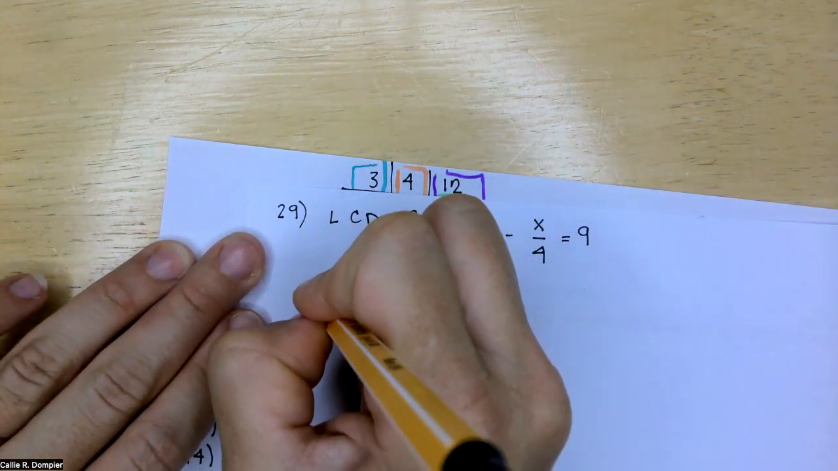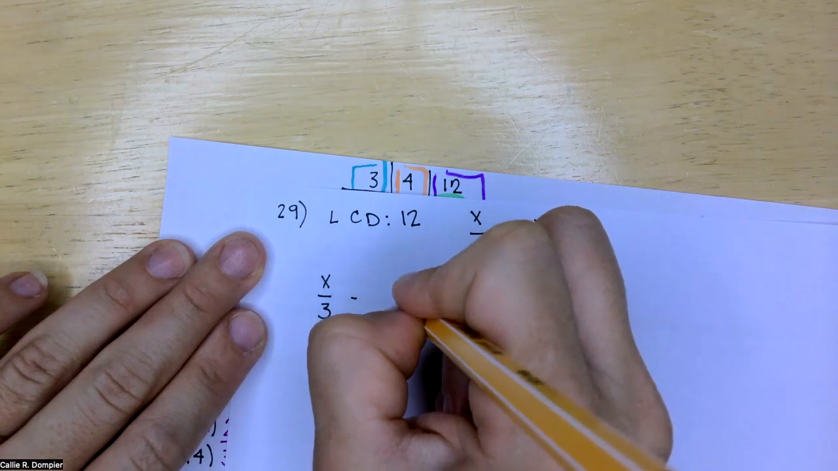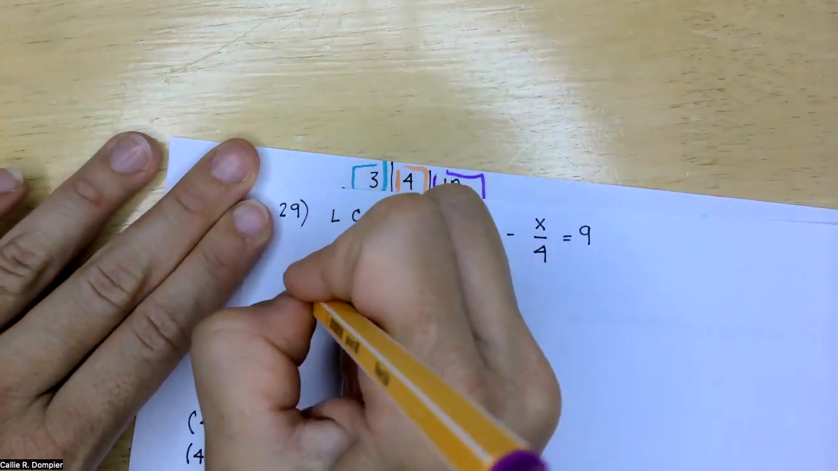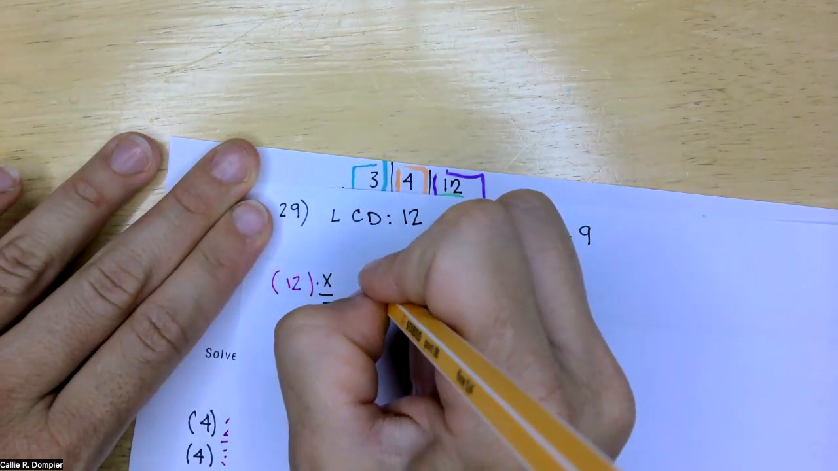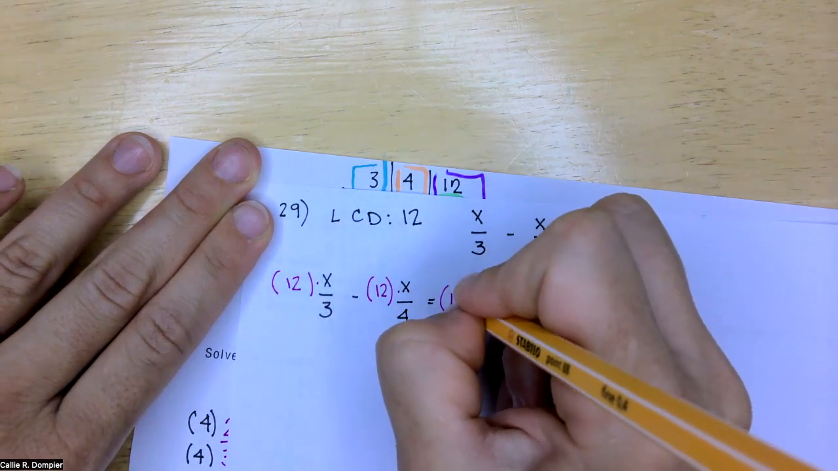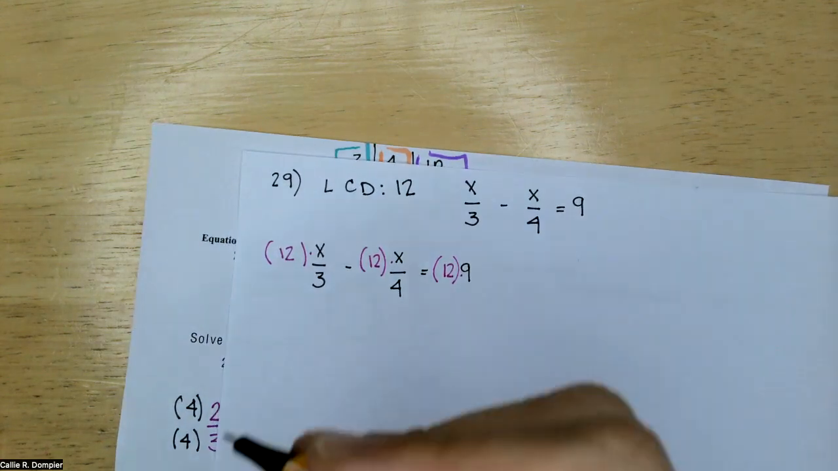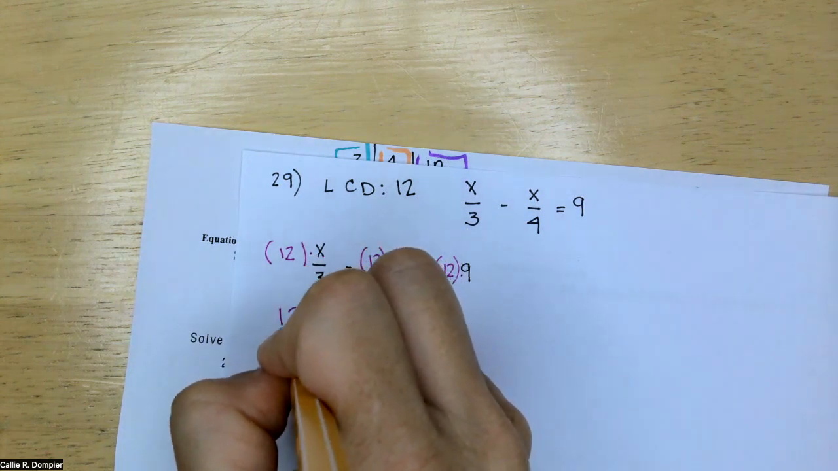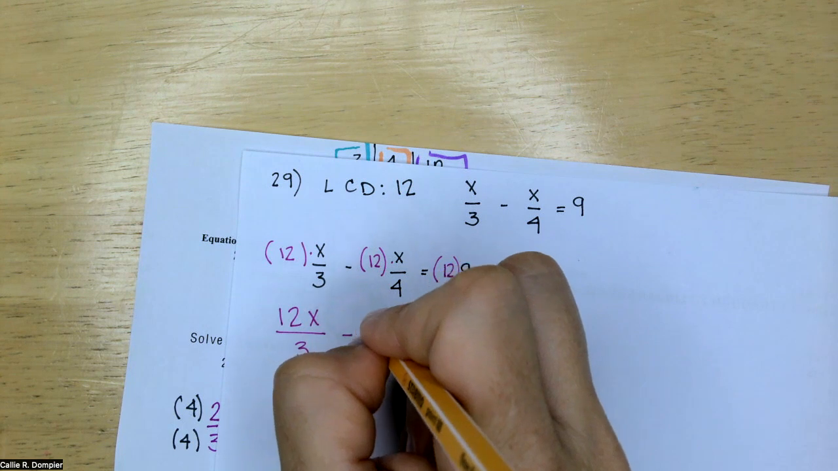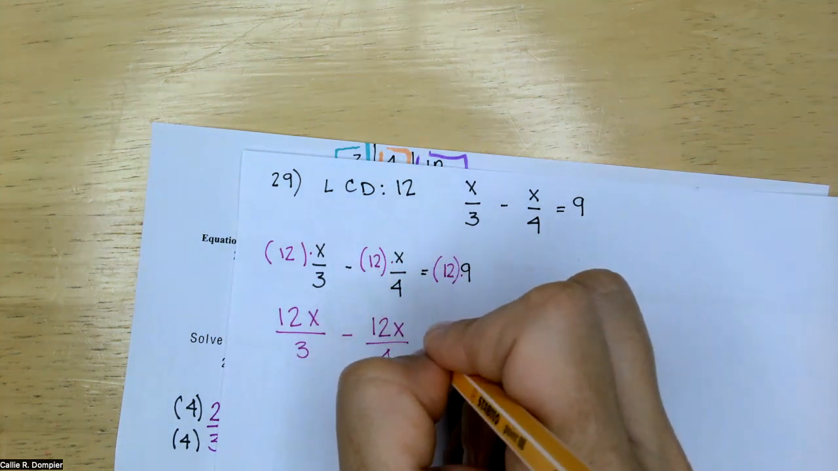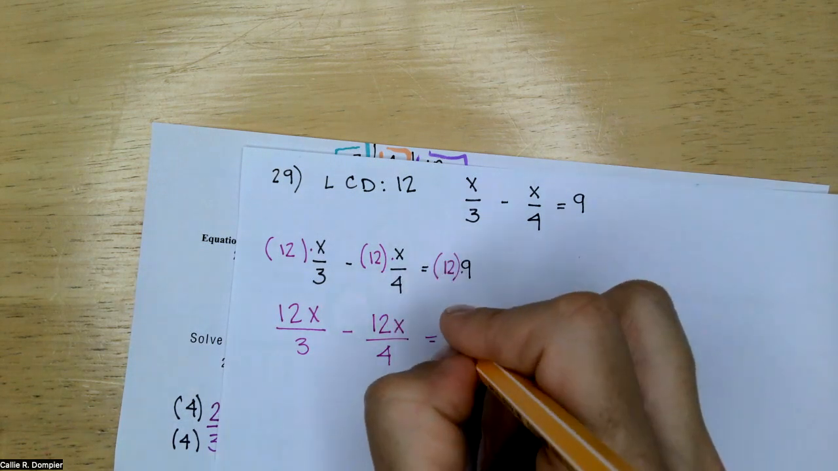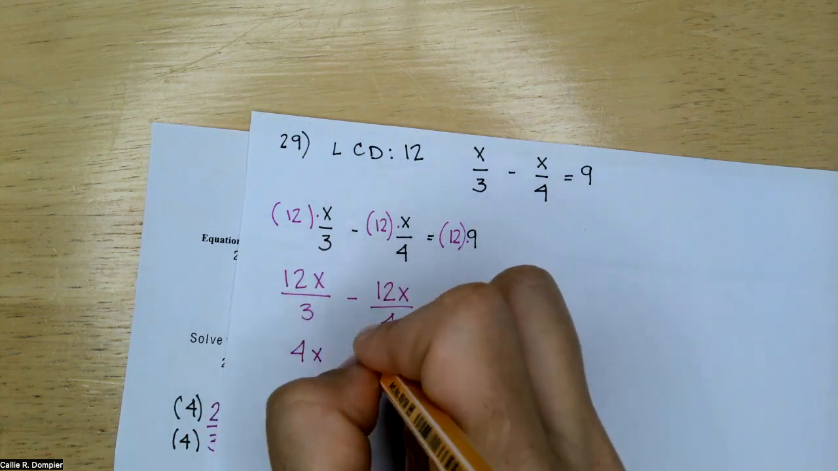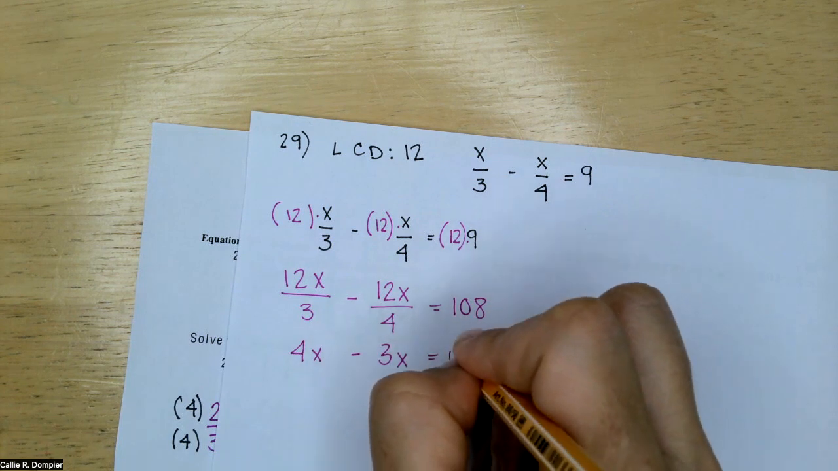So we're going to take x over 3 minus x over 4 equals 9, and we're going to multiply all of those by 12. Times 12, times 12, times 12. Now 12 times x over 3 just becomes 12x over 3. 12 times x over 4 becomes 12x over 4. And then 12 times 9 is 108. But now 12 divided by 3 is 4. 12 divided by 4 is 3. So that's how we got rid of it.